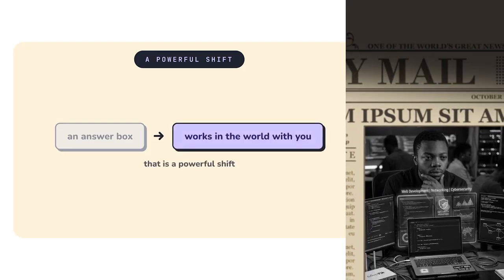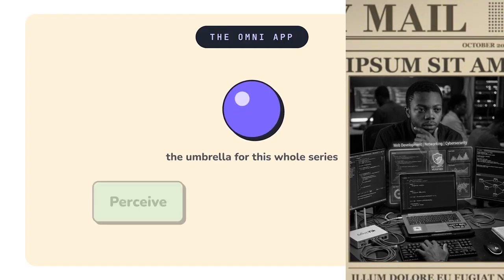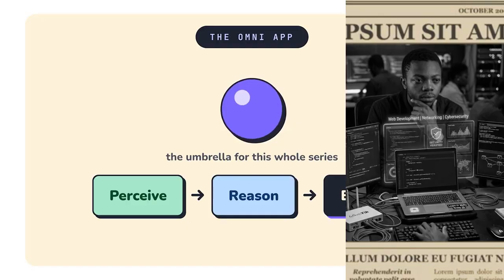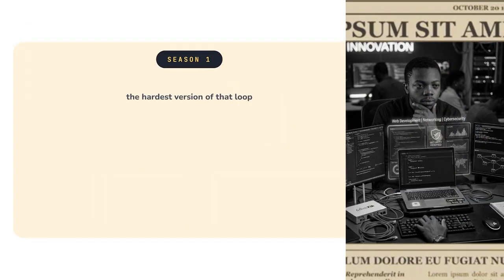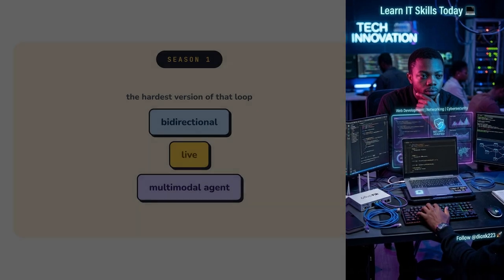That is the umbrella for this whole series. The omni-app. Perceive, reason, express, and all of Season 1 is about the hardest version of that loop. The bidirectional live multimodal agent.